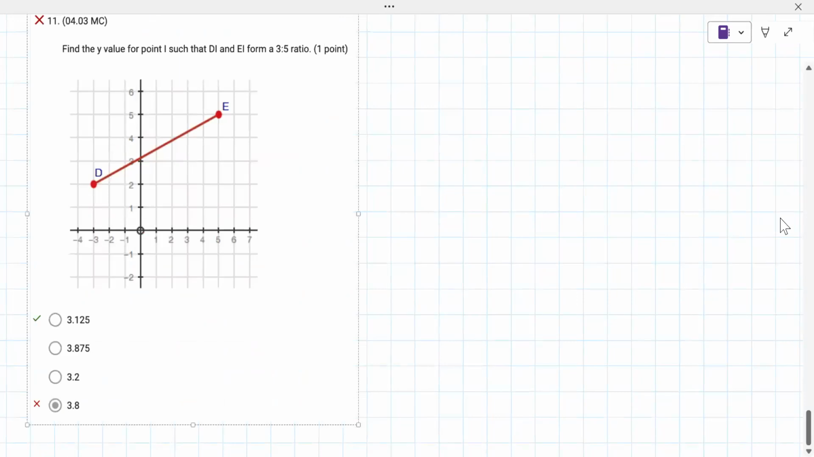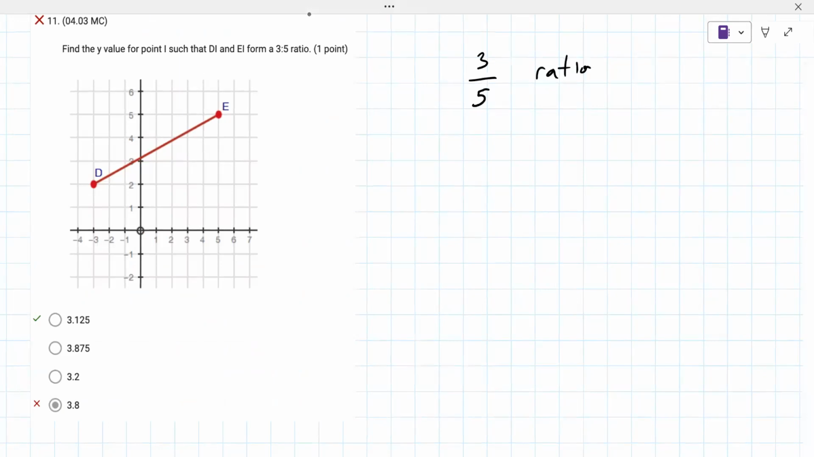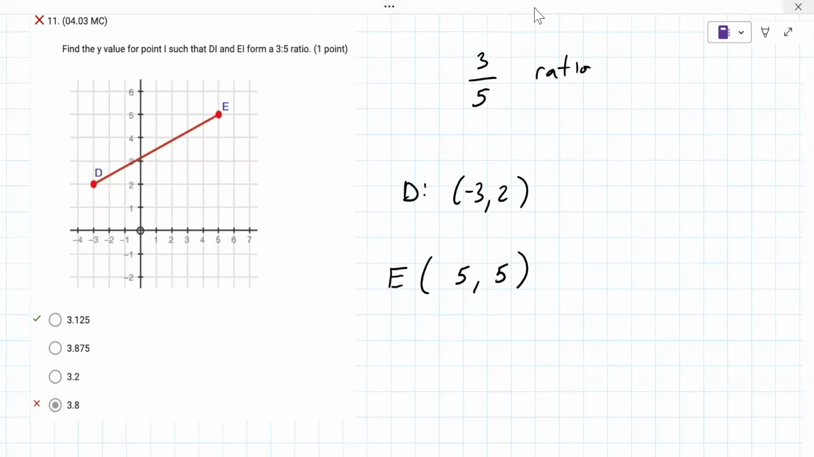Find the Y values such that DI and EI form a 3 to 5 ratio. So that was one of the things I was messing around with. It's a 3/5 ratio. So you need to get the coordinates of D. D is -3, 2, and E is 5, 5. Okay. So what is the Y value difference here?